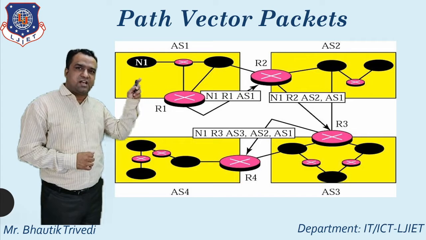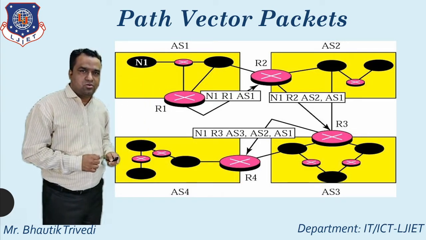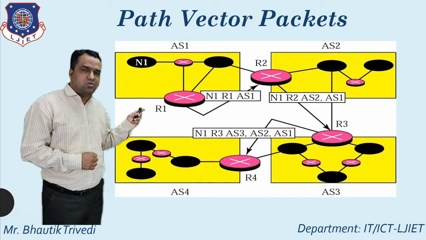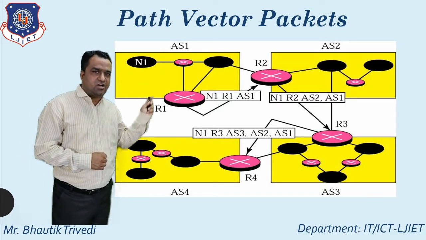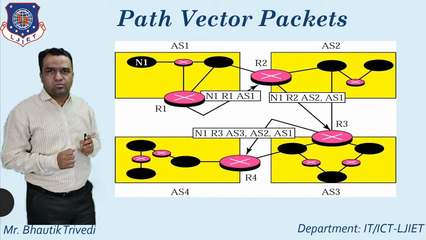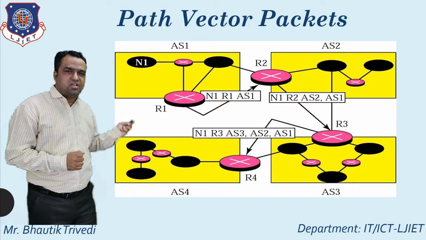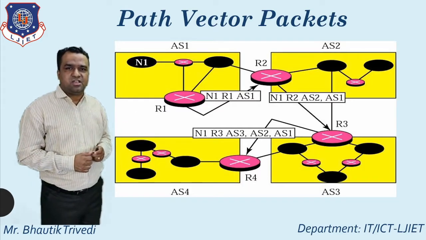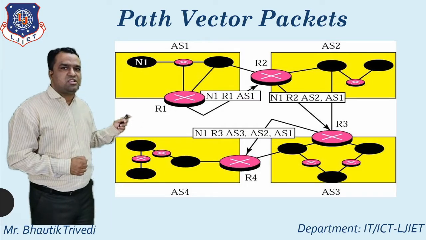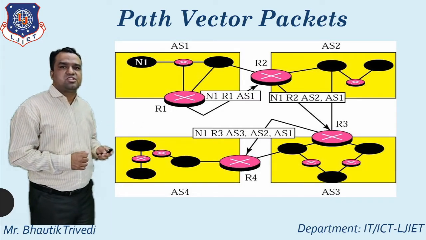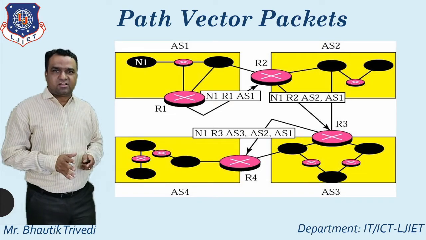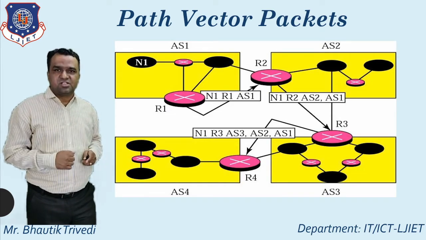After that, traversing from AS1 to AS2, the reachability of network N1 has next router R2 and autonomous systems AS1, AS2. Going to R3, using R3 as the next router, the entry becomes N1, R3, AS3, AS2, AS1. So this is the way you can generate the path vector message, the path vector packet format.